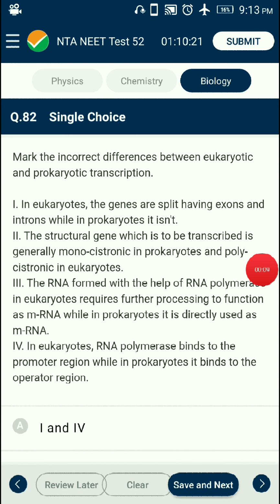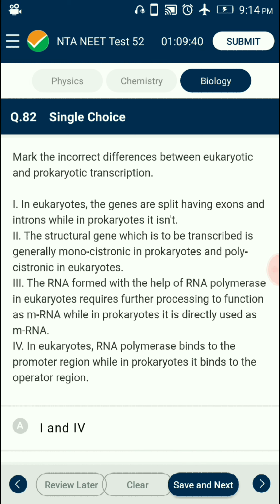Mark the incorrect differences between eukaryotic and prokaryotic transcription. In eukaryotes, the genes are split having exons, that is coding regions, and introns, non-coding regions, while in prokaryotes, non-coding regions within coding regions do not occur. The structural gene to be transcribed is monocistronic in eukaryotes and polycistronic in prokaryotes. The RNA formed with the help of RNA polymerase in eukaryotes requires further processing, that is splicing, capping, and tailing, to function as mRNA, while in prokaryotes it is directly used as mRNA.